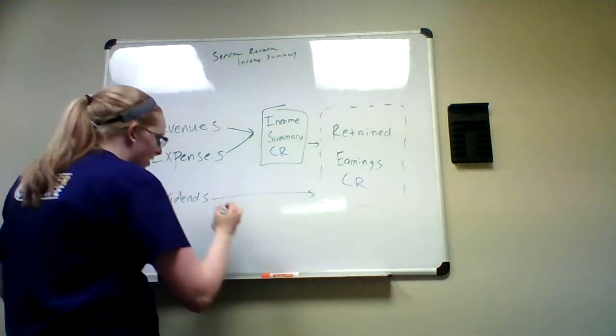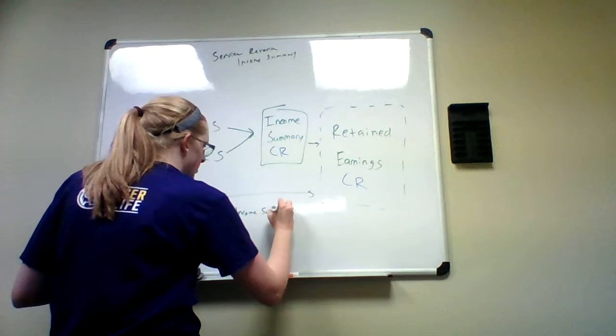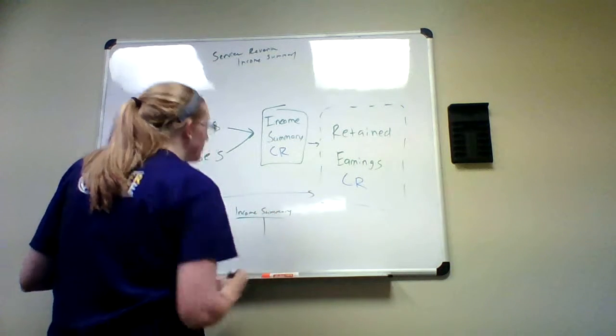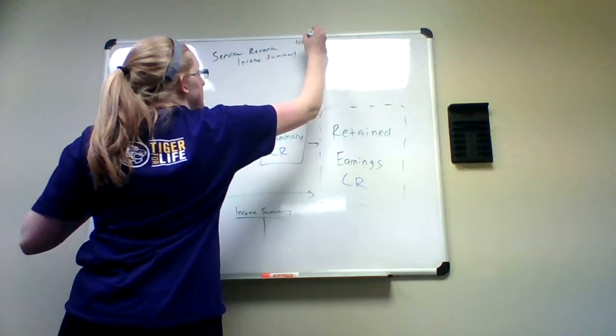So if we're going to do our income summary ledger right here, we just put $4,000 into it.